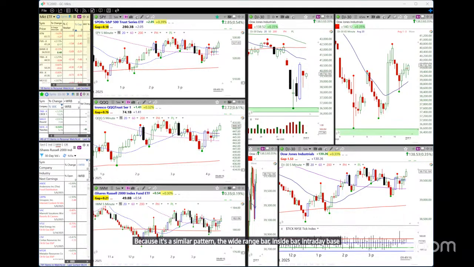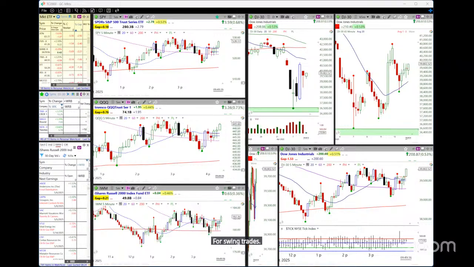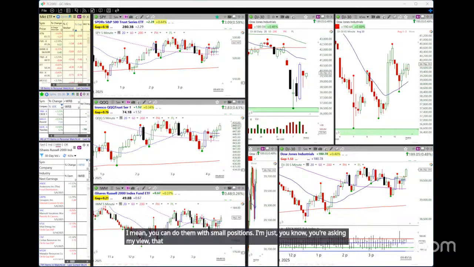But for day trades, I don't think anything here is set up to where you could have an expectation that they're going to go, that they're in any way clear for swing trades. I just had alarms on them, so I'm just asking you about the ones worth doing with small positions. You asked my view. That's my view. That doesn't mean it's right.